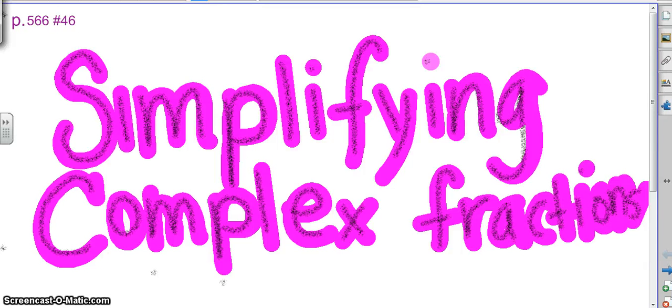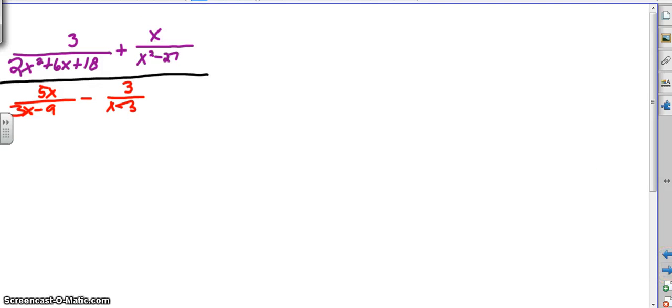Now we're going to simplify a complex fraction. I'm going to use an example of number 46 from page 566 in our book. This is the problem. I need to look at this as three distinct problems.